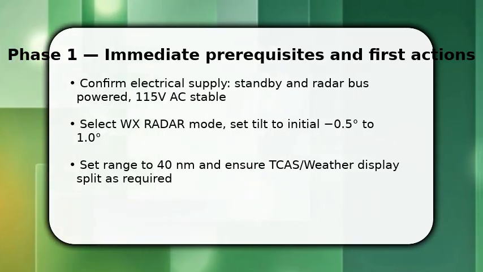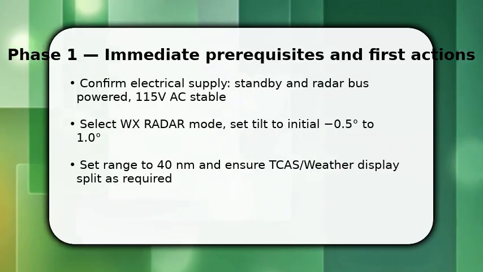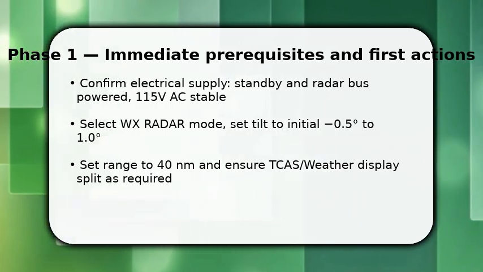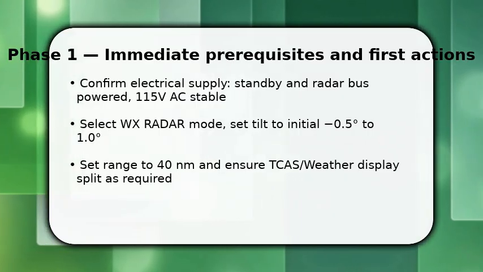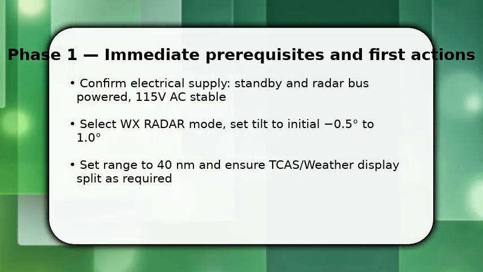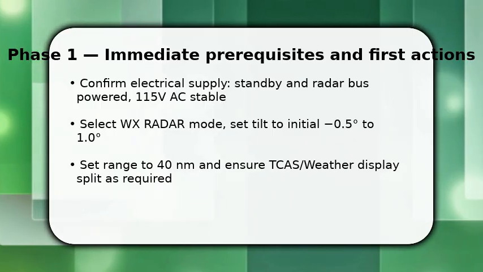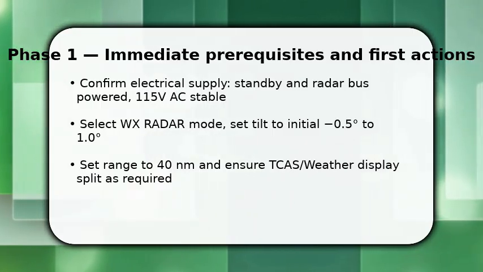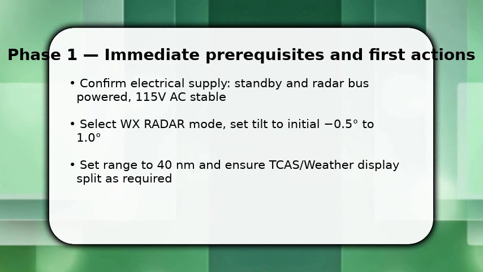Set an initial tilt between -0.5 and 1 degree to scan low cloud returns. Once done, set range to 40 nautical miles so you see frontal structure, but not clutter. Verify display split or overlay as company SOP requires.